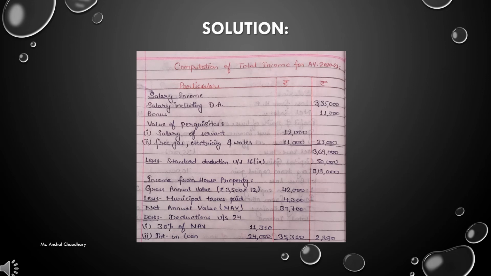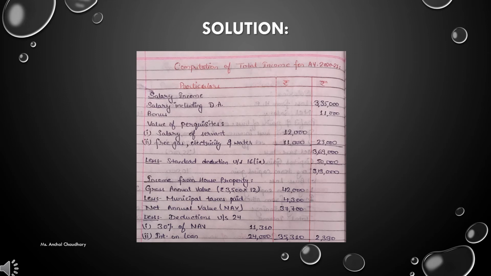Then next we have to calculate the income from house property. As there is no other information given apart from the rent receivable, we will assume it as the gross annual value. So we calculate 3,500 into 12, as mentioned in the question that he has received rent of rupees 3,500 per month. Yearly it will be 42,000, out of which we have to deduct the municipal tax, that is 4,300. Then we will get the net annual value.